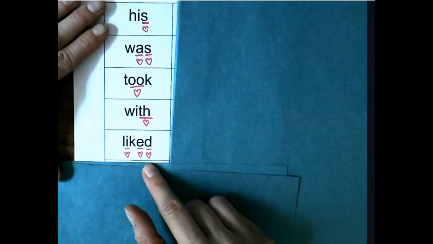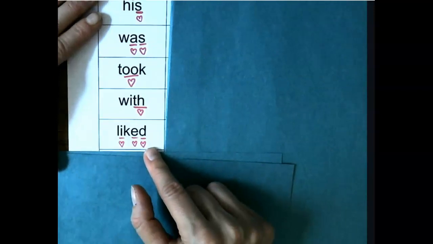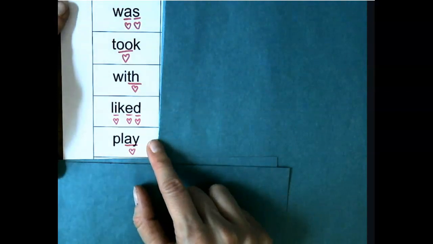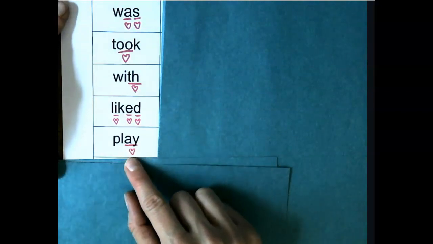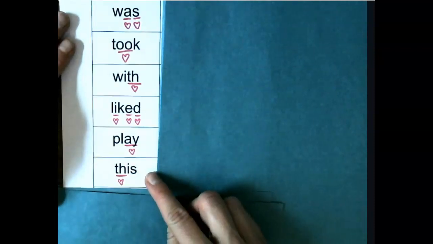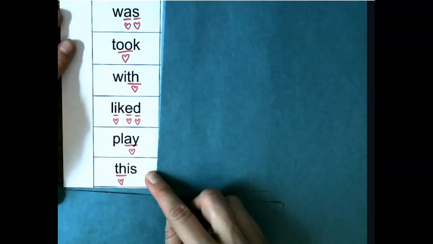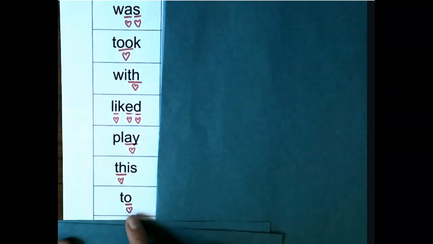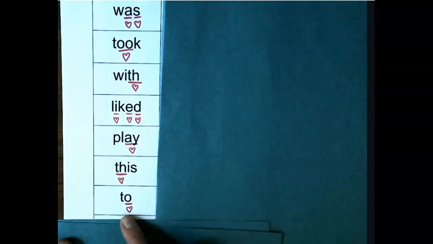So many hearts here. This is the word liked. The next word is the word play. Say play. Here we need to remember that the AY makes the A sound. Play. This is the word this. The TH makes the th sound. This. And it has a heart underneath, so we can remember that. Our last word is to. The O makes the oo sound. To. So that's why there's a heart there.